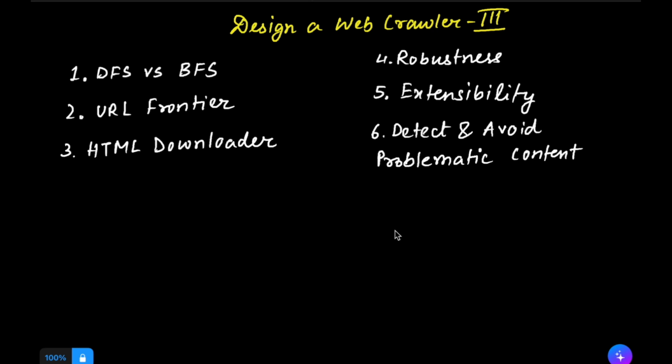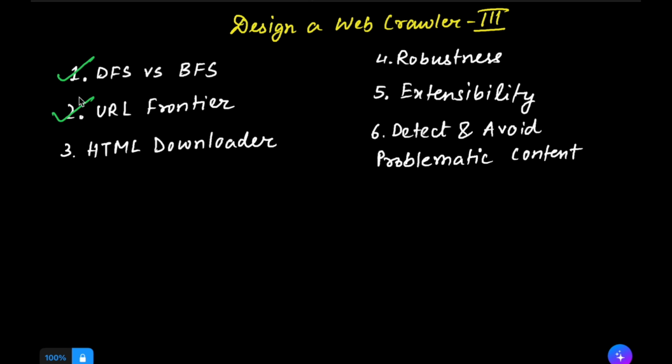Now we'll dive deeper into the design of the web crawler. In this video and the subsequent videos, we will be looking into these 6 sections. One is DFS versus BFS, which I'll be discussing right now. In this video we will discuss two components: this one and the URL frontier, and in the subsequent videos we will look into the remaining sections.